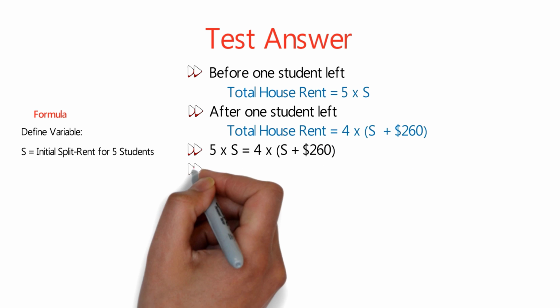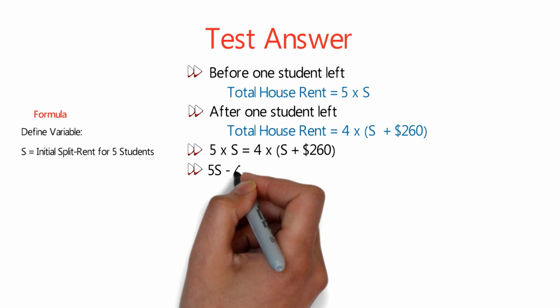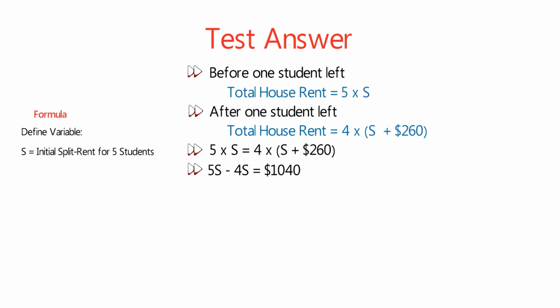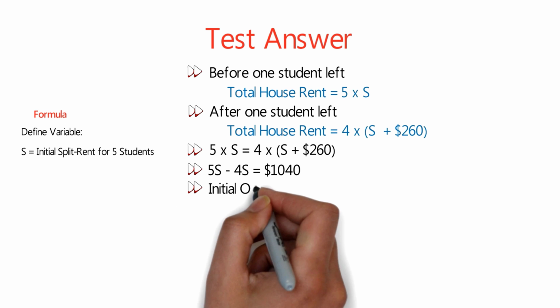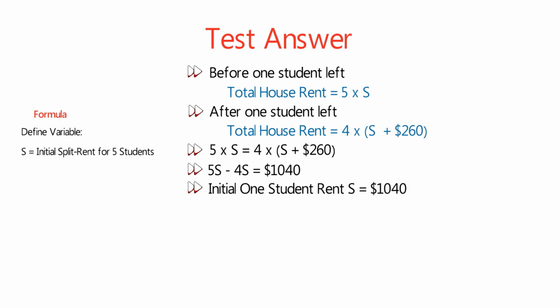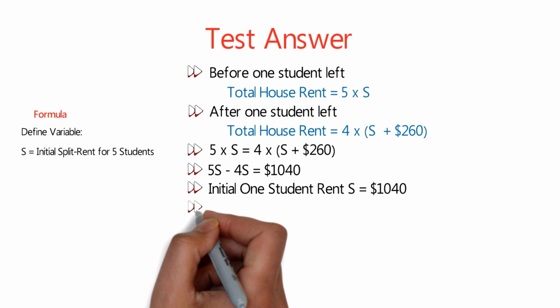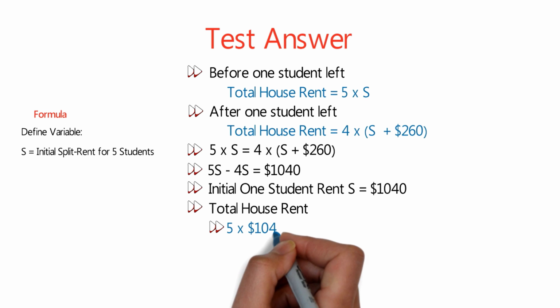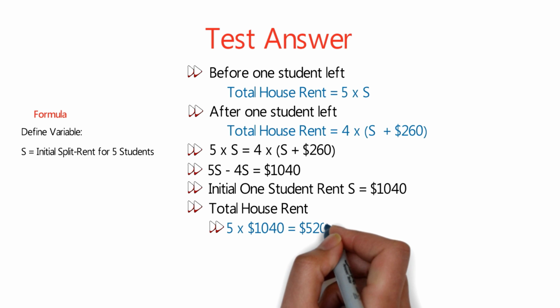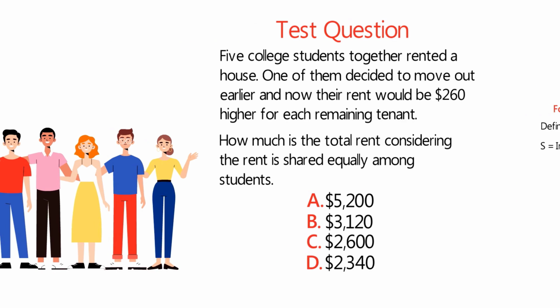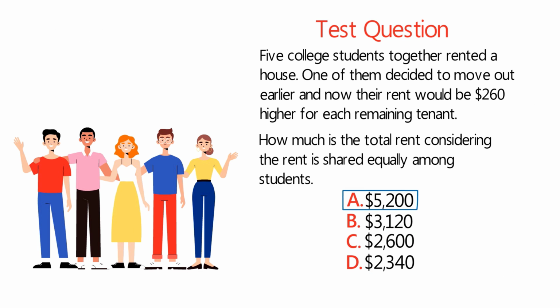Once we simplify it, we get the equation 5S minus 4S equals $1,040, which means that S equals $1,040, which represents the initial one student rent. To calculate the total house rent, we need to multiply 5 by $1,040 and the result will be $5,200. So the answer is choice A, $5,200. Hopefully you've nailed this question and now know how to answer similar ones.